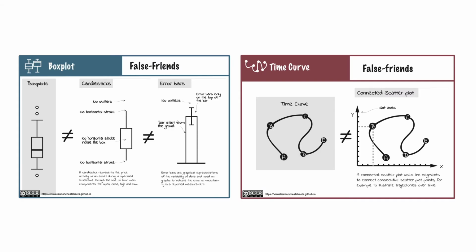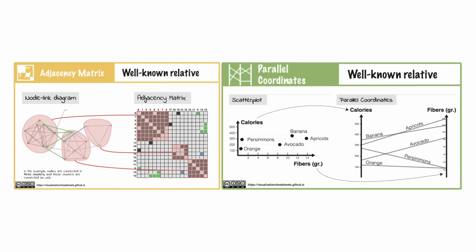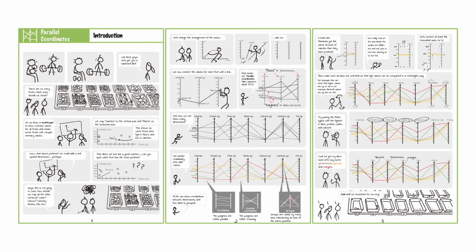False friends list visualization techniques that are visually similar but functionally different. For example, box plots share similarities with candlestick bars and arrow bars in bar charts. For unfamiliar eyes, time curves can look similar to connected scatter plots. Well-known relatives highlight other approaches to visualize the same data. For example, node-link diagrams and adjacency matrices, scatter plots, and parallel coordinates.